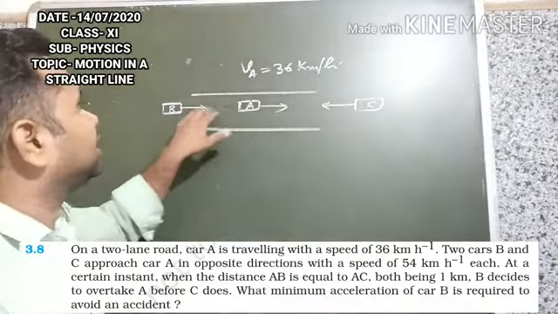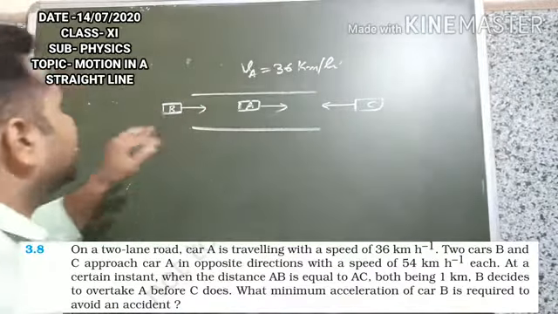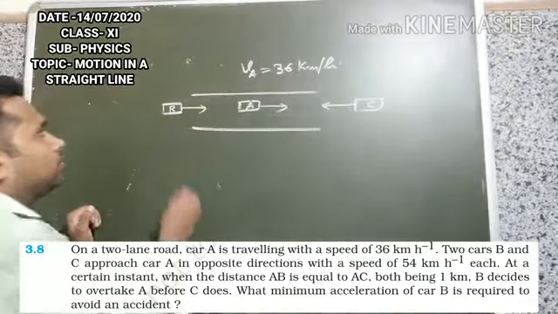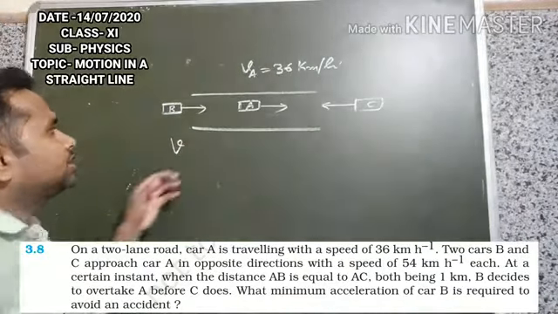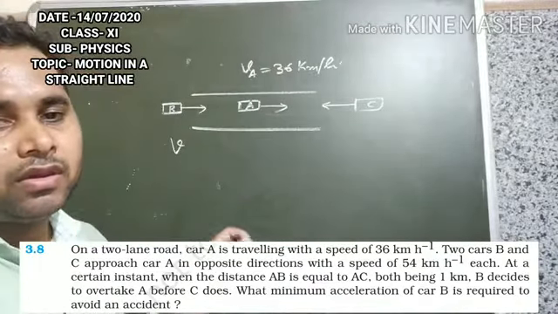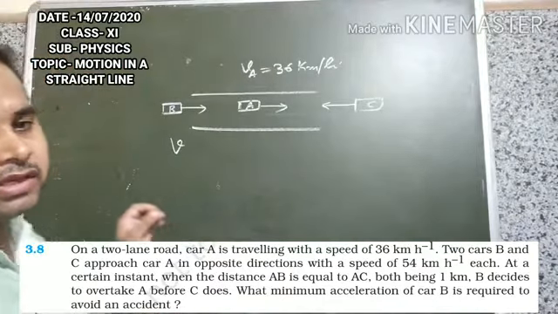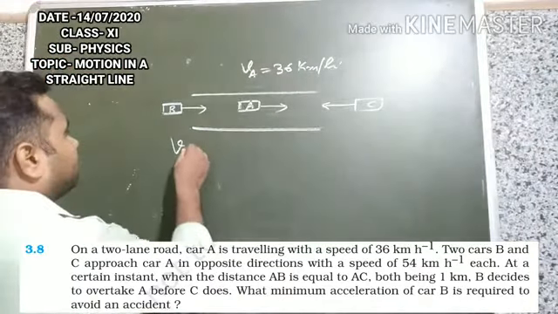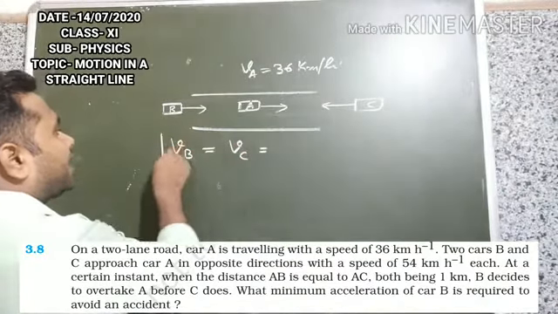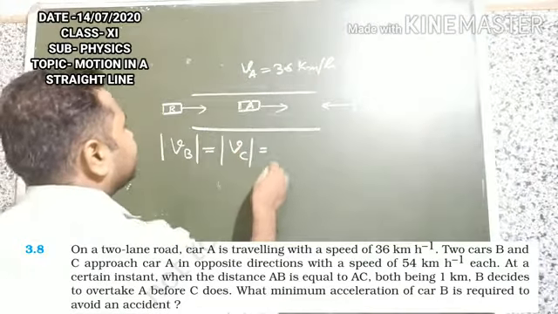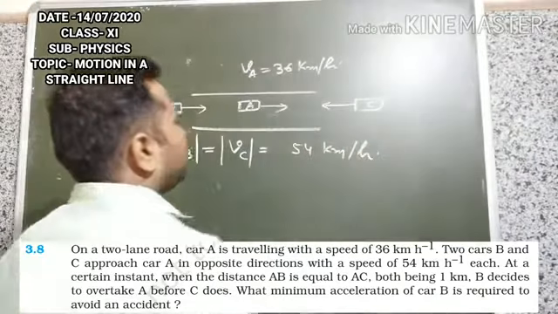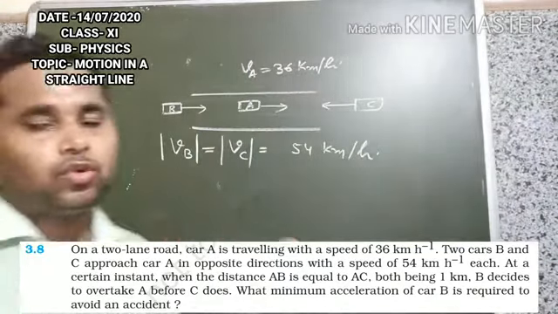Here three cars are in motion. The velocities of B and C have the same magnitude only. Given the magnitude of the velocities of cars B and C is 54 km per hour. VB and VC, the magnitude of VB and magnitude of VC is 54 km per hour. One very important term here: magnitude of the velocity.